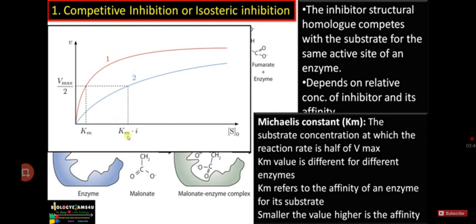Michaelis constant or Km is the substrate concentration at which the rate of reaction is half. So half of Vmax, you can see Vmax by 2, this is Vmax. Half of Vmax, the corresponding substrate concentration is called the Km. Km value is different for different enzymes. It refers to the affinity of an enzyme for its substrate. It is inversely proportional. The higher the Km value, the lower the affinity.